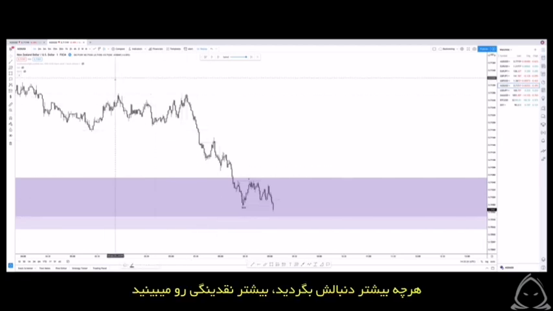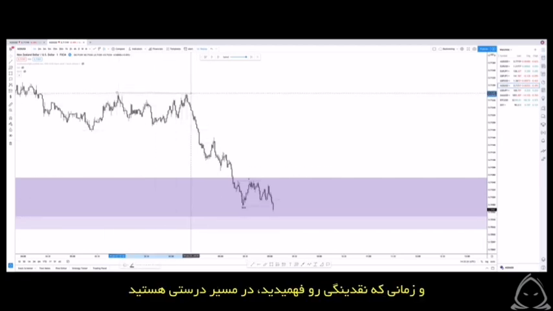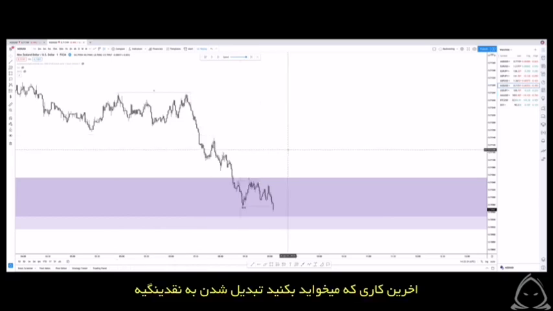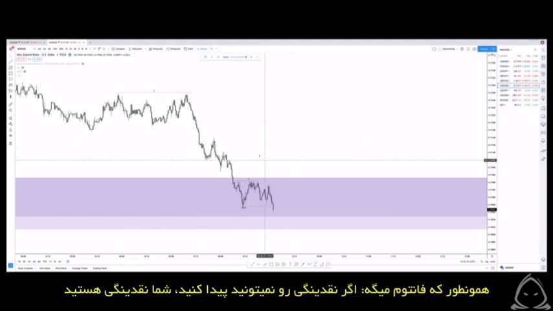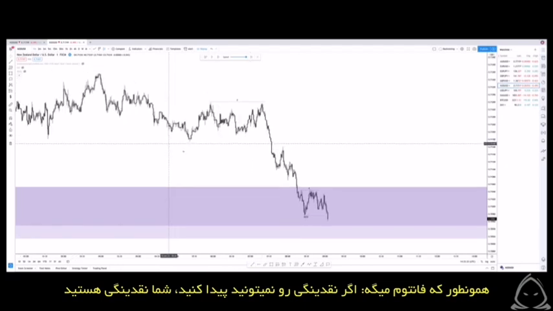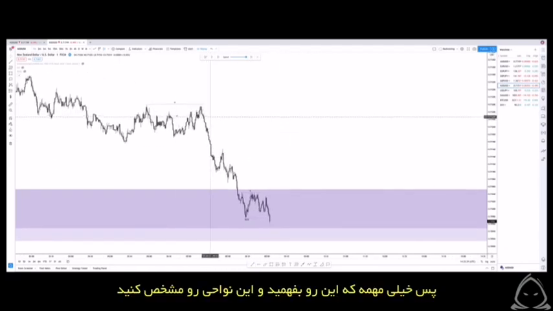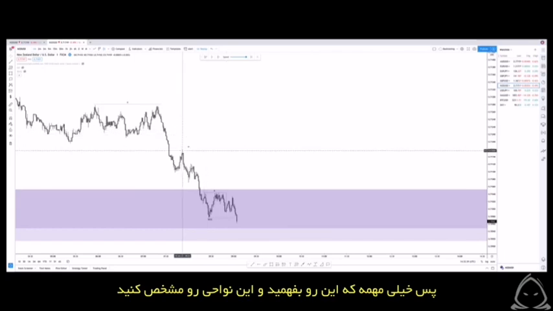The more and more you look for it, you start to see liquidity's everywhere, and when you understand liquidity, you're on the right path. The last thing you want to do is become liquidity. If you can't find the liquidity, as Phantom says, you are the liquidity. So it's really important to understand and mark out these areas.